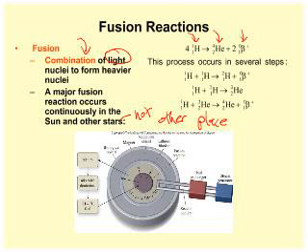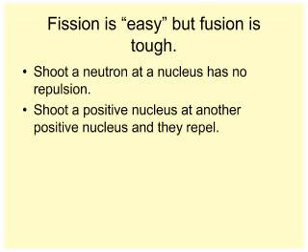The reason why fission is easy but fusion is tough is if you shoot a neutron at a nucleus, there's no repulsion. A neutron's charge is 0. A nucleus charge is positive because neutrons are 0 and protons are positive. But if I shoot a positive nucleus at another positive nucleus, which would be fusion, they repel each other, so it takes a lot more energy to overcome that repulsion.